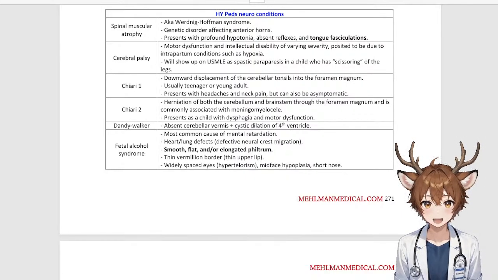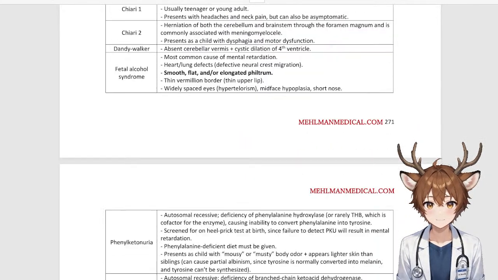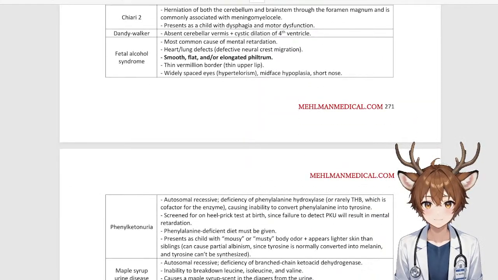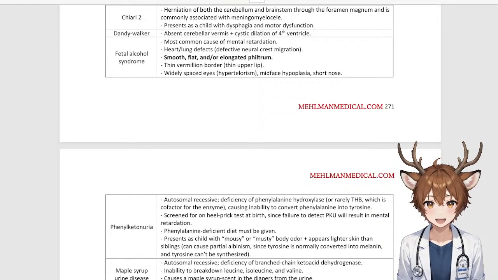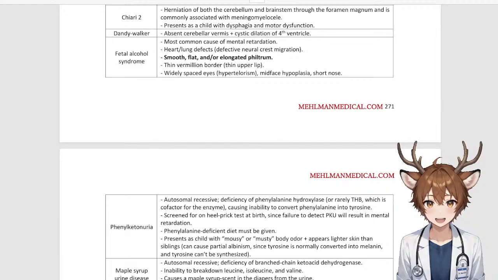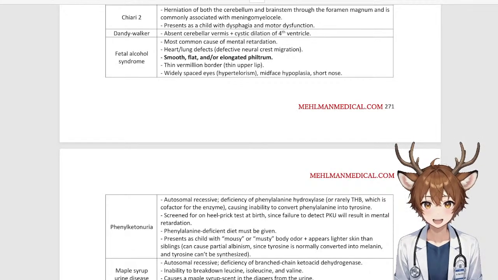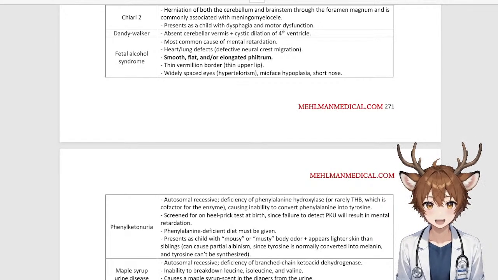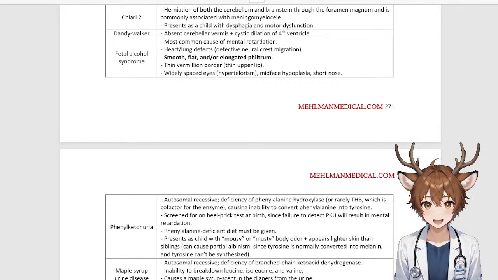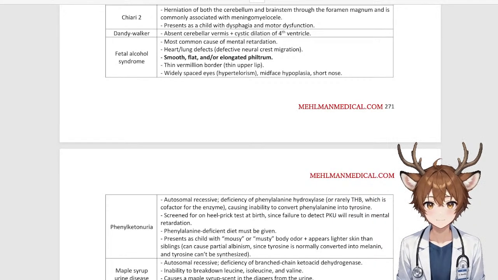What about Dandy-Walker syndrome? Absent cerebellar vermis plus cystic dilation of the fourth ventricle. Fetal alcohol syndrome. Most common cause of mental retardation. Heart-lung defects, defective neural crest migration, smooth, flat, and or elongated philtrum. Thin vermilion border, thin upper lip, widely spaced eyes, hypertelorism, mid-face hypoplasia, short nose.